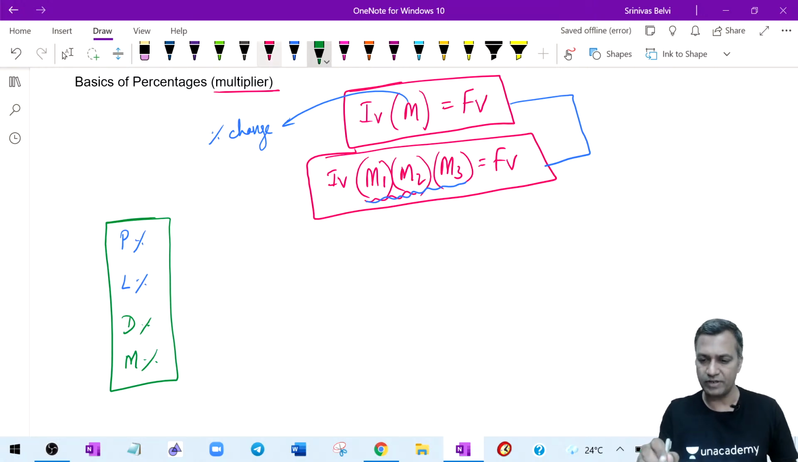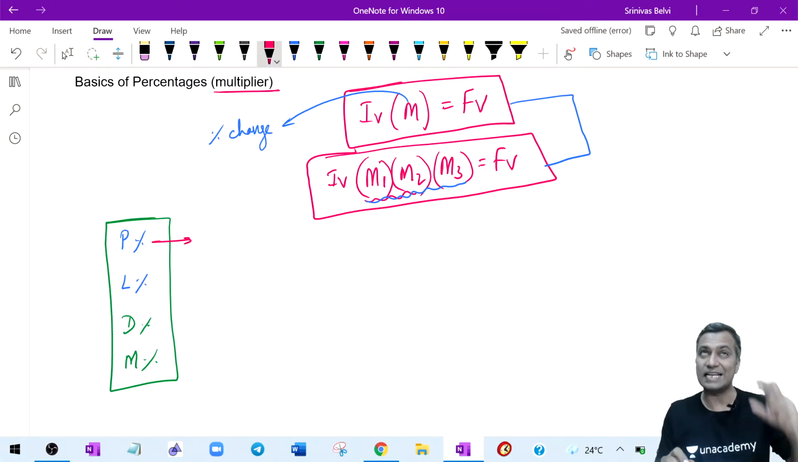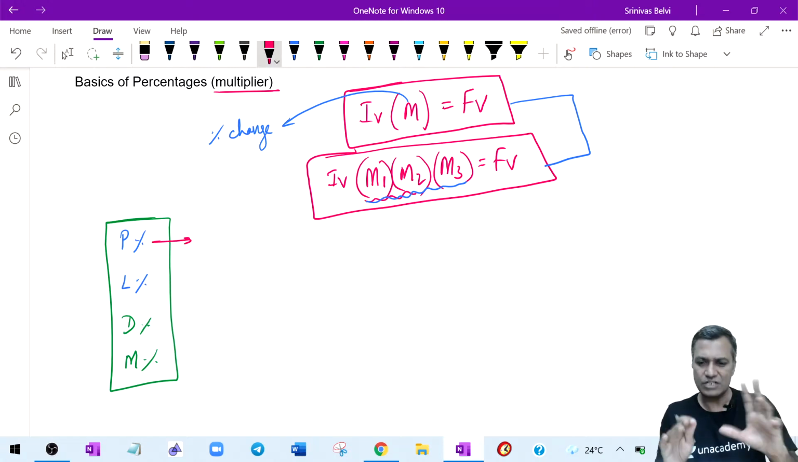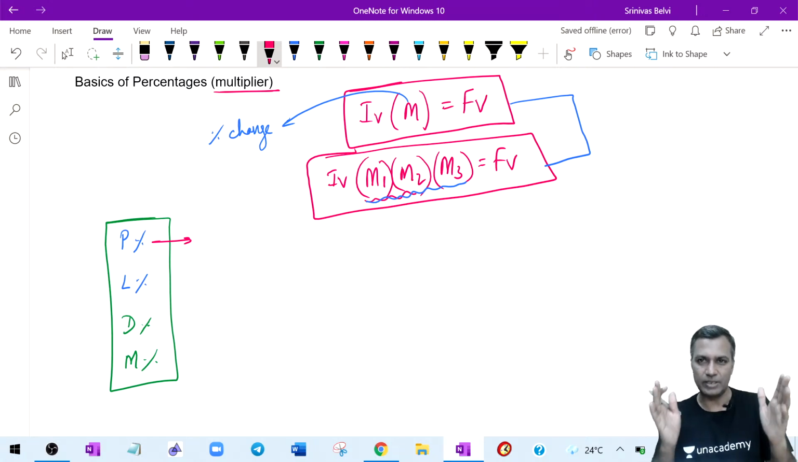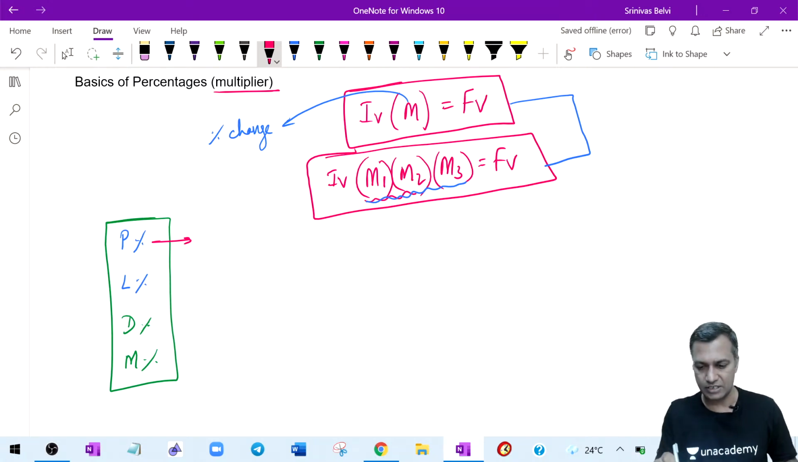Profit percentage is calculated upon, we all know in general, sometimes they change the dimension. Otherwise, by the global standards, profit percentage is calculated upon cost price. Loss percentage is calculated upon cost price. When I write CP, it's cost price, the standard denotation. Discount percentage is calculated upon mark price. Markup percentage is calculated upon cost price.